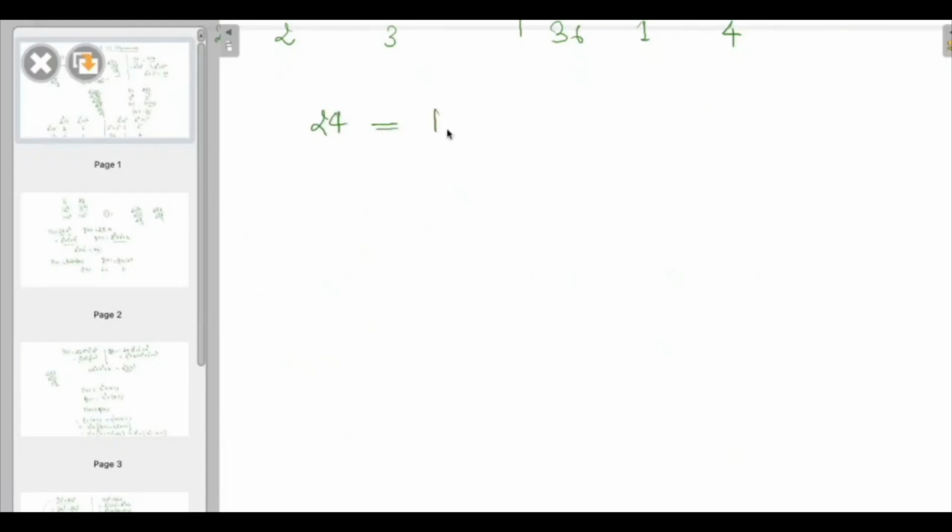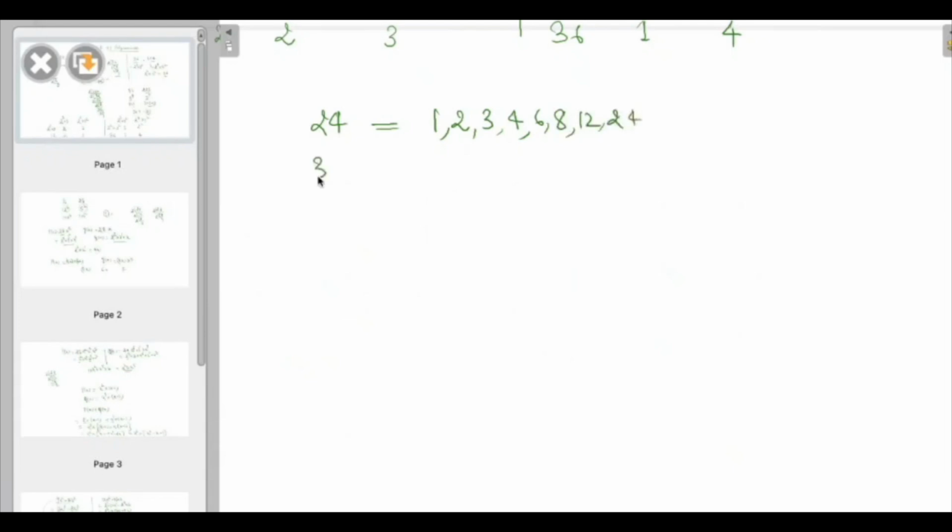So 1 will be able to divide 24. The next number which will be able to divide will be 2. Then the next number will be 3. The next number will be 4. Then 5 will not divide. 6 will divide it. 7 will not divide. 8 will divide it. 9, 10, 11, 12 will divide it. And then next will be 24.